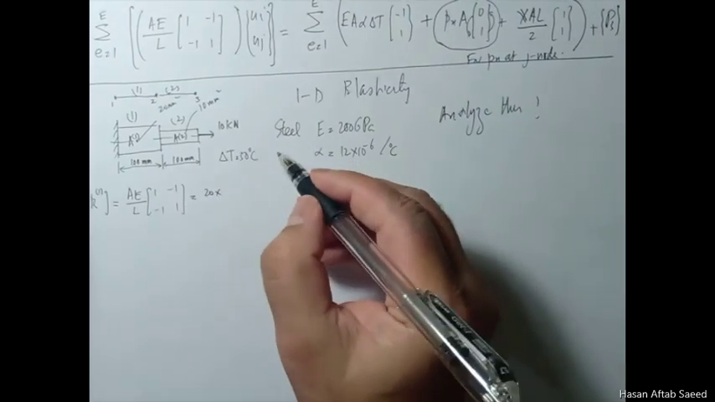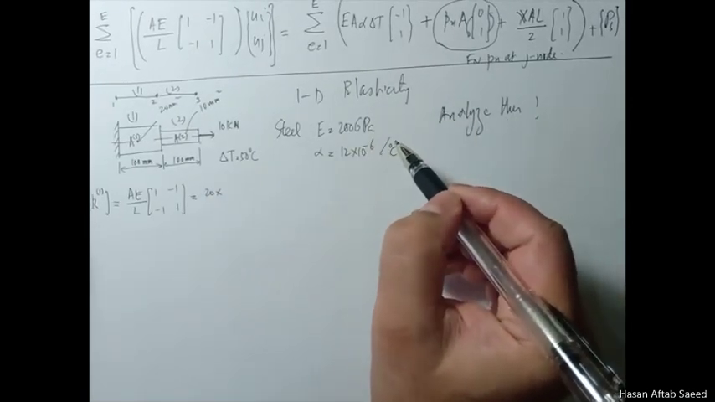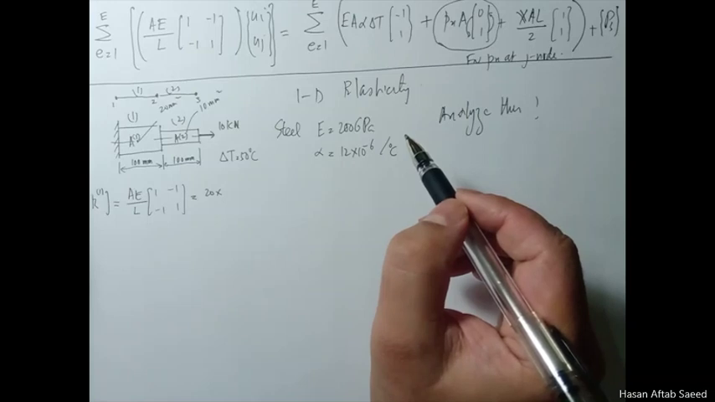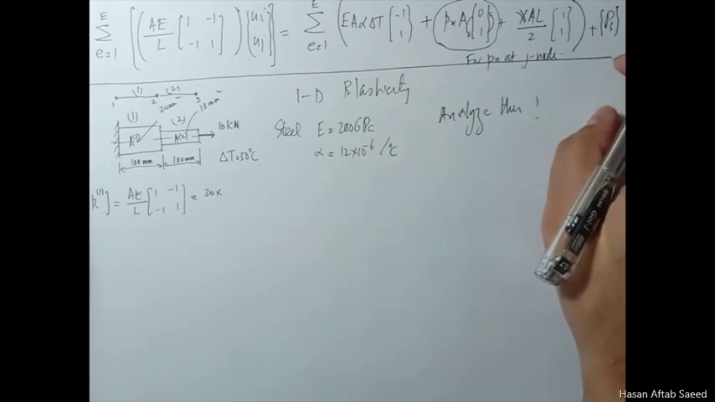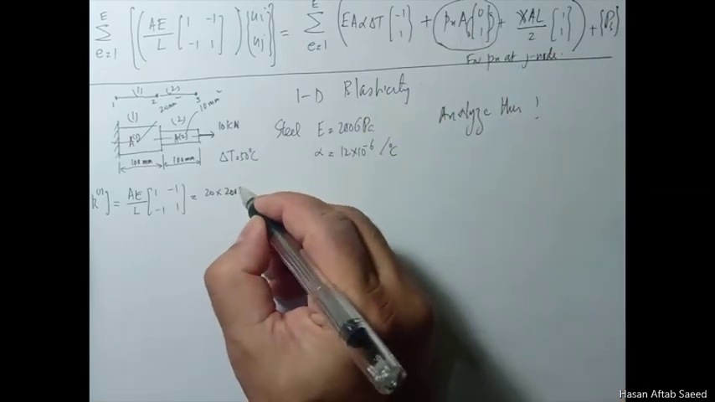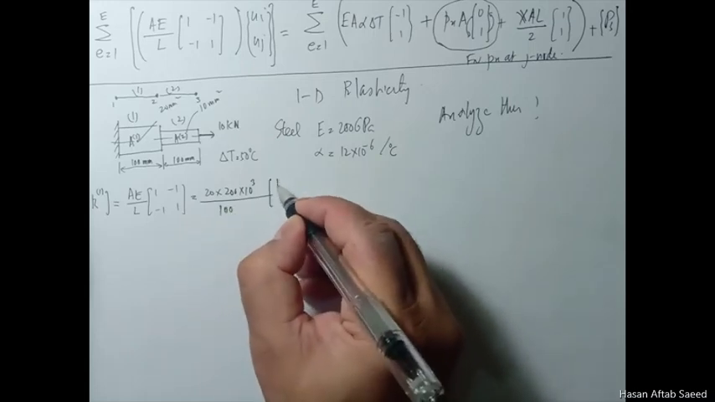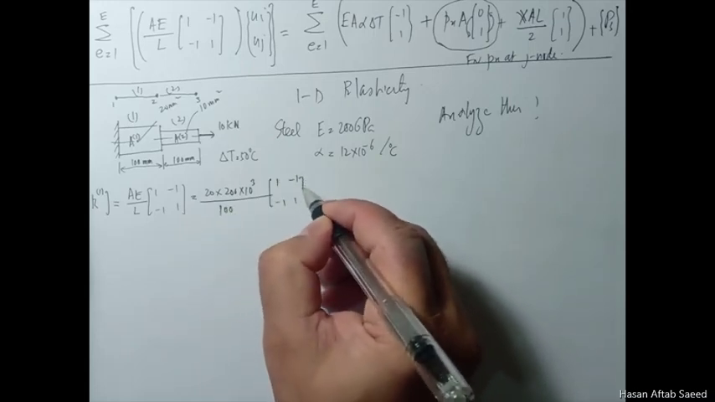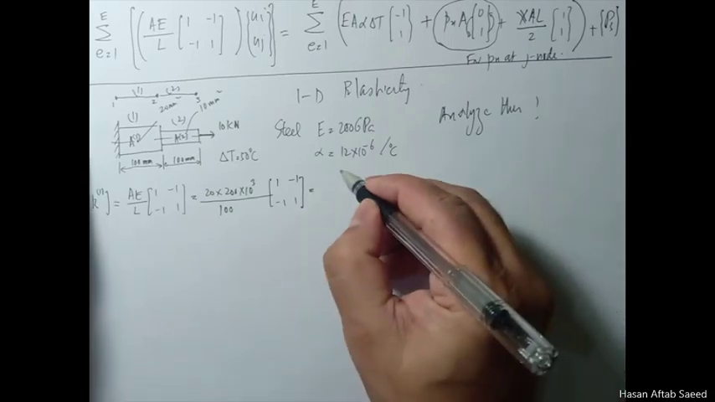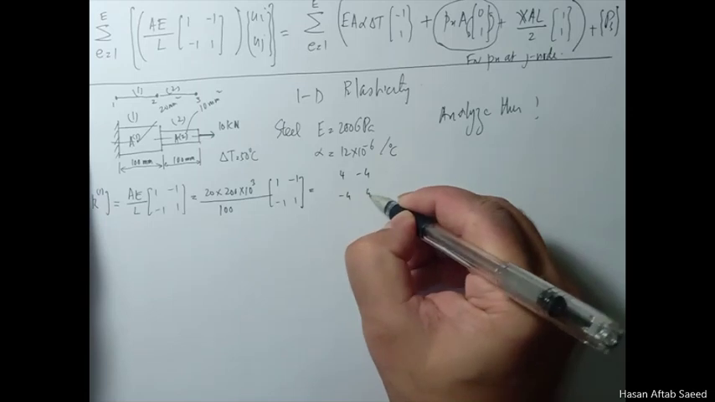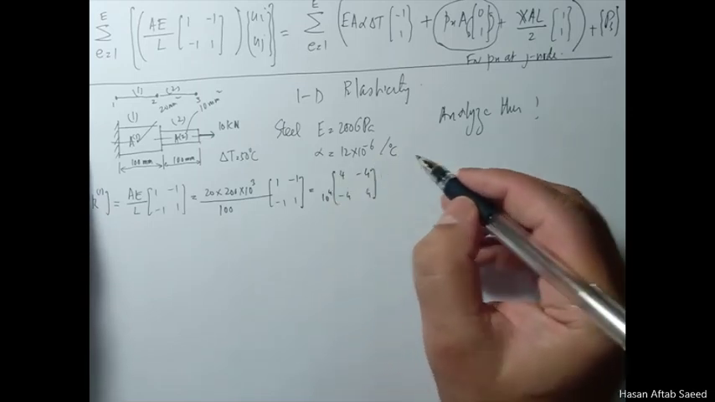We'll use millimeters and newtons, and if we use millimeters and newtons, then the stresses should be in MPa, Newton per square millimeter. So we have to convert E into 200 into 10 raised to the 3. Now this is in MPa. Over L is 100. This is 1 minus 1 minus 1 1, and this comes out to be 4 minus 4 minus 4 4, 10 raised to the 4. Just write it outside to save time.